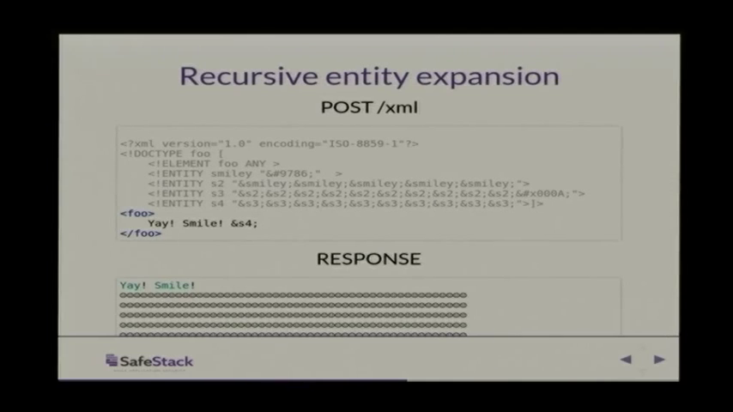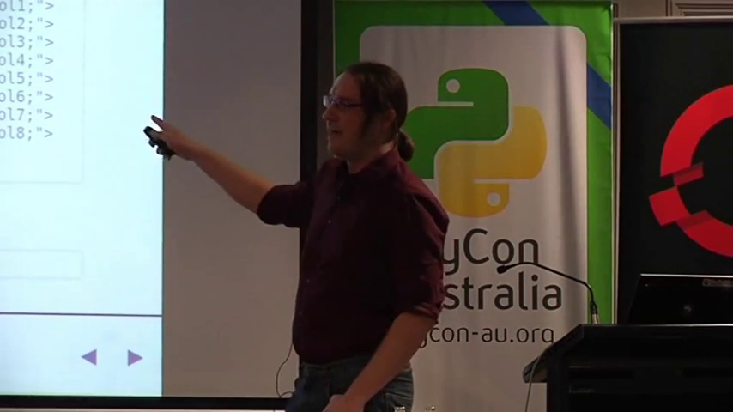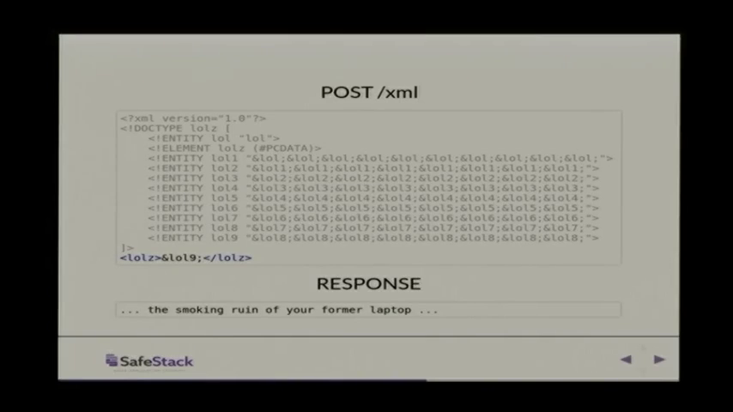We make S3, which is a bunch of S2s. We make S2, which is a bunch of S1s. And then you make the last one a smiley. And everybody's happy. Look at all the happy people. This is called the billion laughs attack, and it will make a smoking ruin out of your computer.